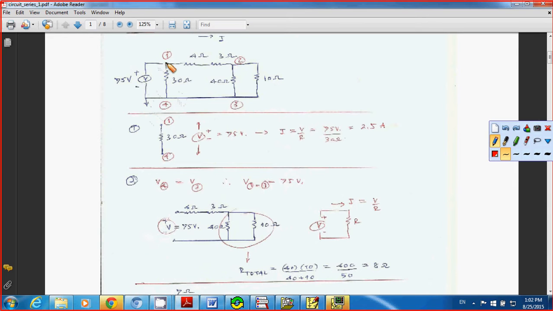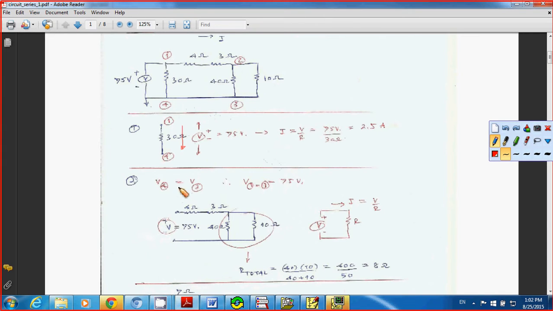Now you take a look at the voltage difference between node number 1 and node number 4. You can see that the 30 ohm resistor is connected in parallel with the source voltage. So the voltage difference between node 1 and node 4 is going to be 75 volts, the same as the supply voltage. In that case, you can calculate the current equal to V over R, which is 75 divided by 30. That gives you 2.5 amps, and that's going to be the current flowing through the 30 ohm resistor.